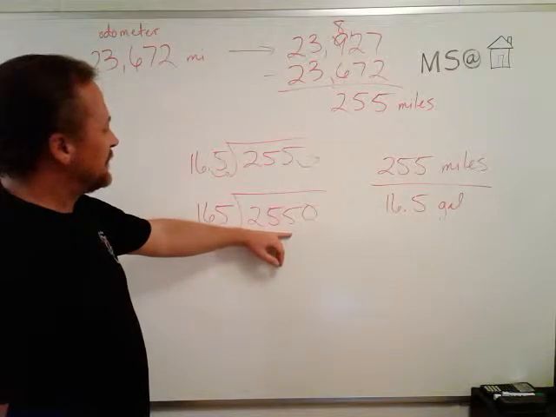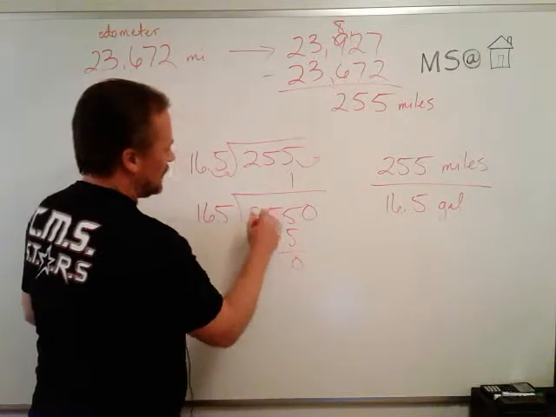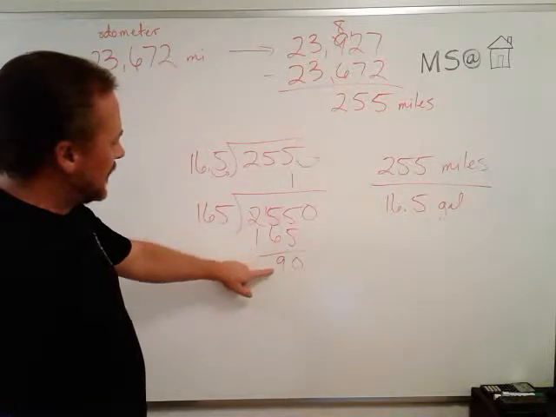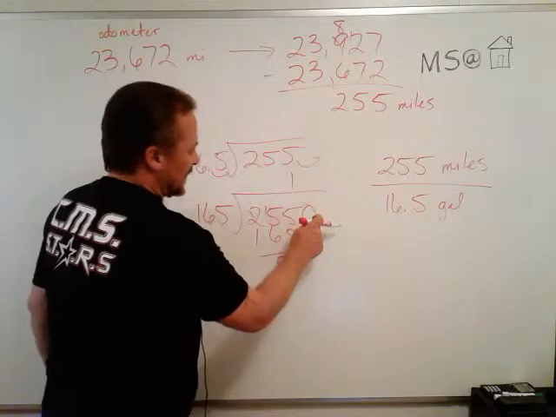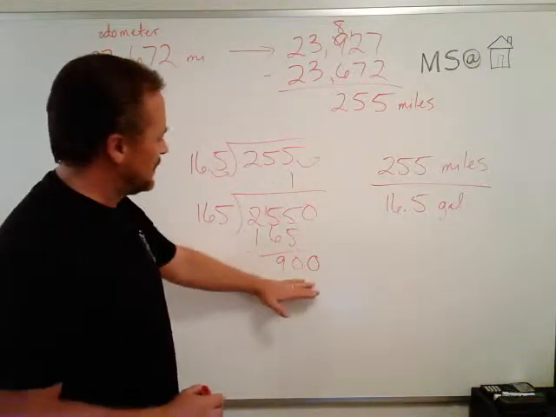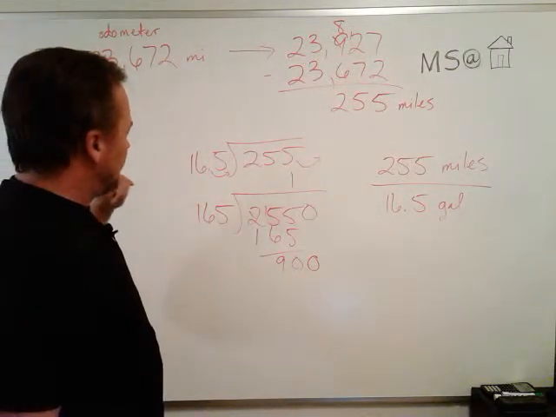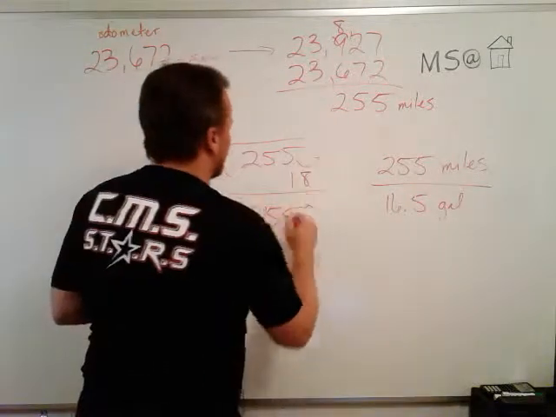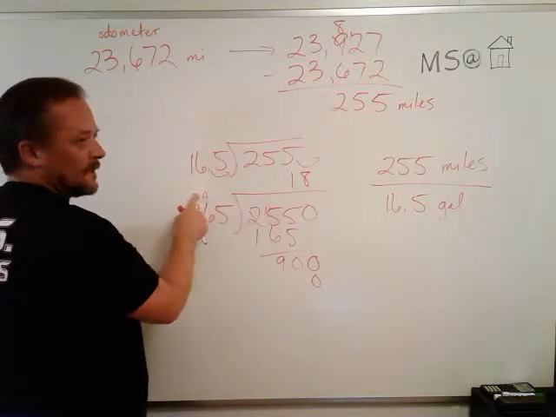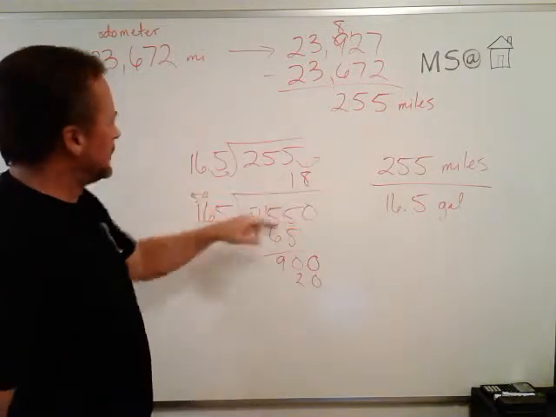165 will go into 255, right? I think only one time. That leaves 90 as a difference for this right here. 90 is smaller than 165, so let's keep going. Drag down this 0. 165 into 900. I'm gonna go with 8. Let's see if 8 is too big. 8 times 5 is 40, carry the 4. 48 plus 4 is 52. 8 plus 5 is 13.